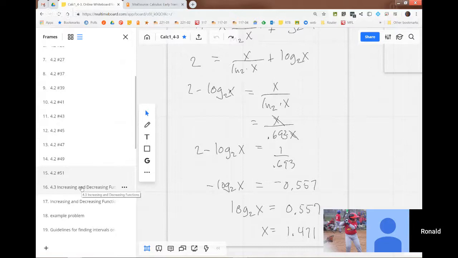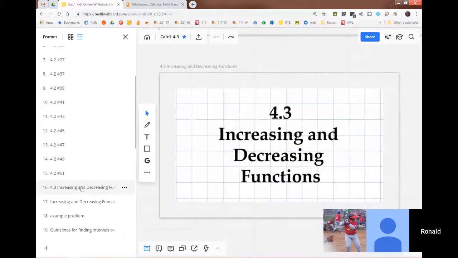Well, let's go to the new lesson. This is really pretty easy. Increasing and decreasing functions. When you think about it, when you have a graph, it's easy to tell when a function's increasing, it's going uphill. It's easy to tell when a function's decreasing, it's going downhill. Now, more formally, when a function's increasing, what will its derivative be? Positive slope to the tangent line. Here, let's look at the illustration.